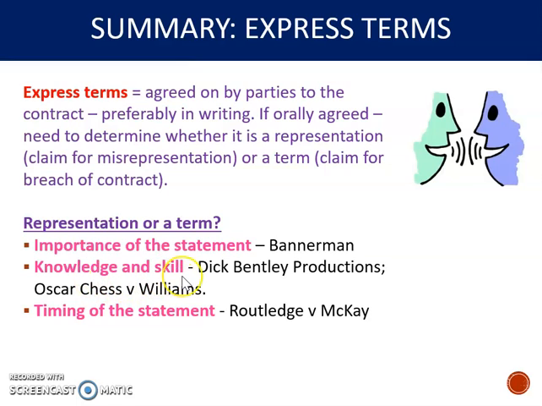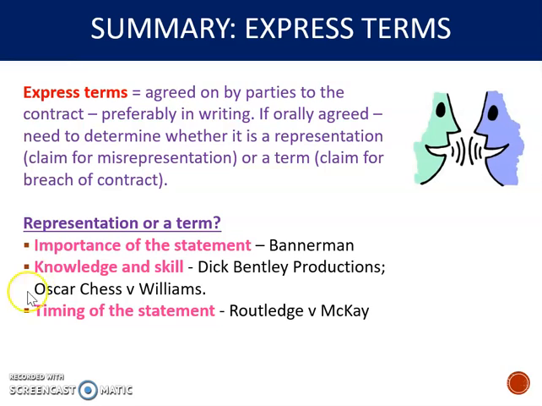We also look at knowledge and skill of the people making statements. If the individual making the statement has some specialist skill or knowledge of the contractual subject matter or claims to have such knowledge, the presumption is that the statement is more likely to be a term. But conversely, of course, if the claimant is in a better position to ascertain the truth about the thing that they're purchasing, then it's less likely to be a term.